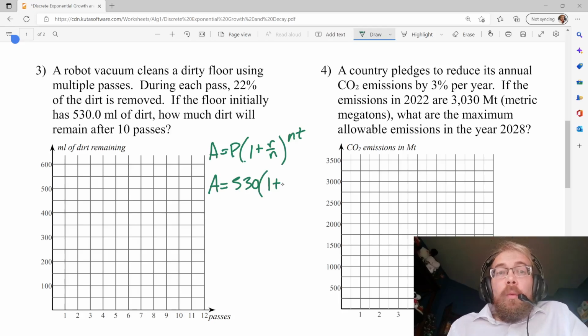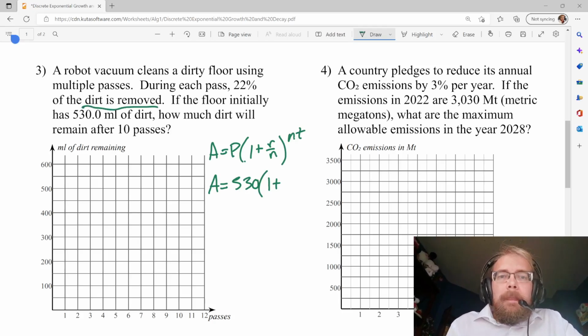It is going away, right? So if I put 22%, 0.22 as the decimal, as a positive, then it's going to increase. If you put a positive rate, it's going to be exponential increase. We don't want to increase the amount of dirt in our house. We want to decrease it, right? That's what the vacuum cleaner is doing. It's decreasing it. Dirt is removed. So be really careful. Make sure your answer makes sense. It's 0.22, but it's negative 0.22.